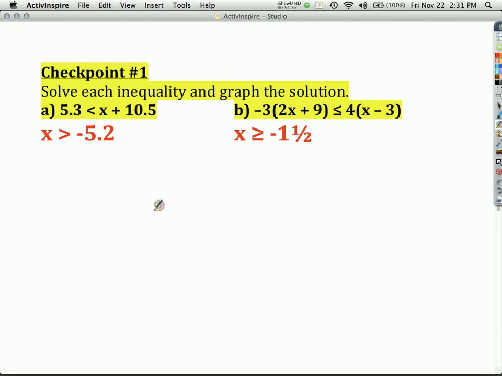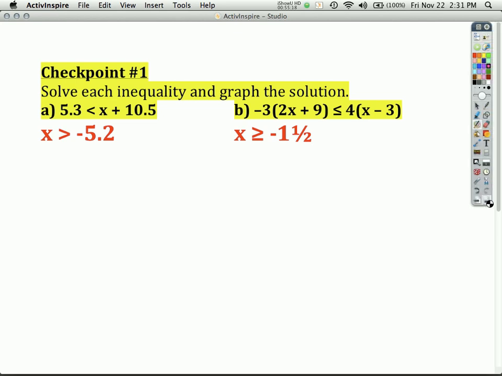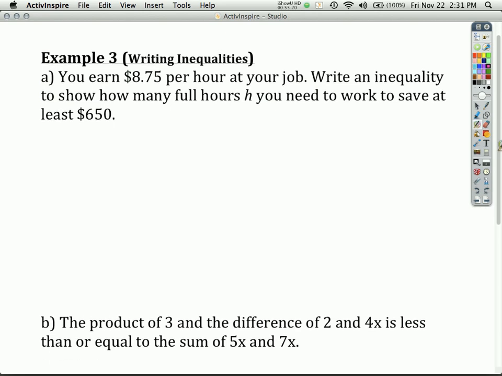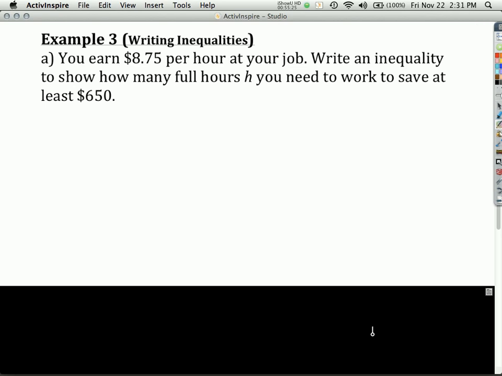Good. Give me a thumbs up if you got both of them right. Okay, put your thumbs down. Give me a thumbs up if you got part B correct. Put your thumbs down. Very good. Now we're going to take the idea and apply it to a real-world scenario. So, example 3, everyone needs to write example 3, part A. You do not need to copy the question, but you need to, of course, read the question.